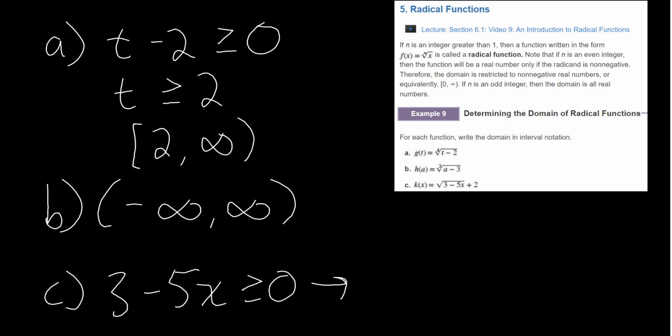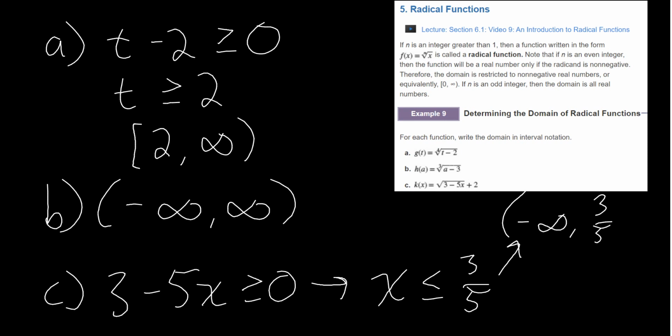So let's see if I can do this in my head. Put negative 3 on the other side, so I have negative 5x is greater than or equal to negative 3, and I divide both sides by negative 5, so I flip the sign. I end up with x is less than or equal to 3/5. If I wrote that in interval notation, we'd go from negative infinity to positive 3/5, and of course we also use a bracket there. And that's how we do C.